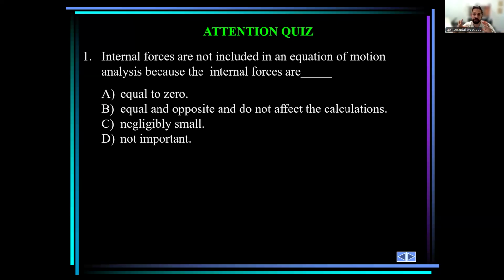So when we're just talking about the motion caused by the external forces, the internal forces have no bearing on that. So it's not because they're equal to zero, it is because they're equal and opposite and don't affect the calculations. Exactly. They're not negligibly small. They could be big enough to break the thing, but we're assuming our objects don't break, right? Our particle stays one particle, or later, our rigid body stays a rigid body and it doesn't change shape, it doesn't fall apart.